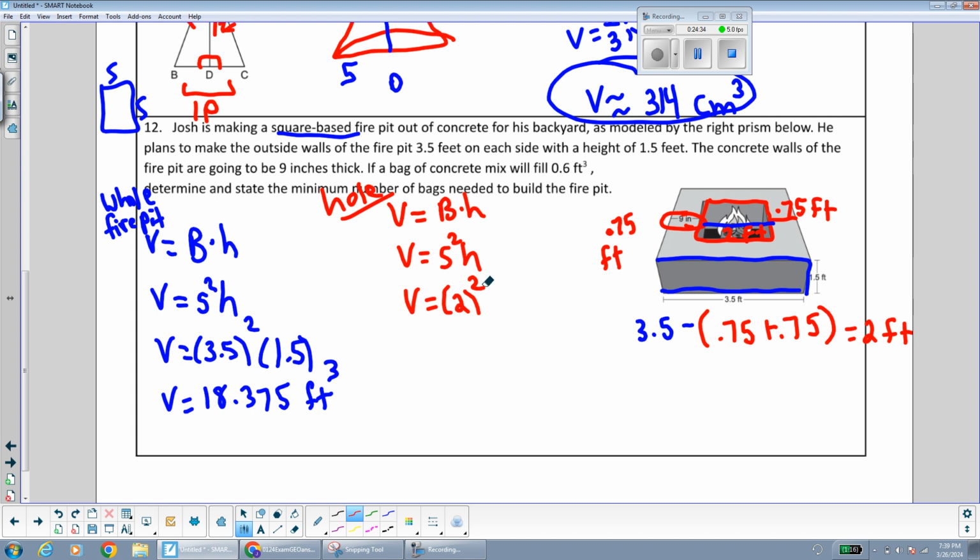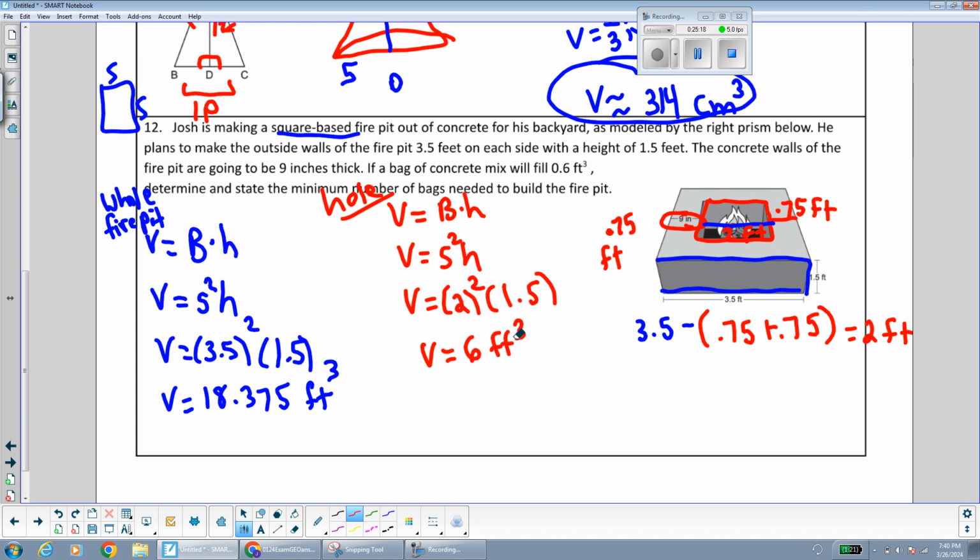And then the height of this fire pit is the same throughout. So the height on the inside is the same as the height on the outside because from the bottom up to where the top is, it's 1.5. It's the same as the rest of the fire pit. It's just empty instead of being filled with concrete, but it's the same height. So that's going to be 1.5 feet. So we have 2 squared, which is 4, times 1.5, and that is 6, and that's cubic feet.